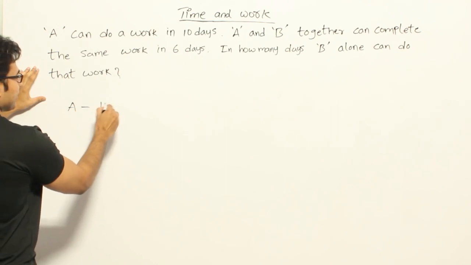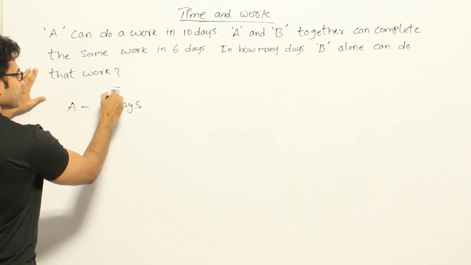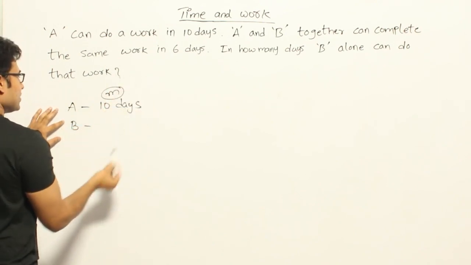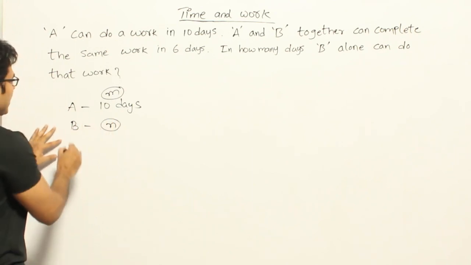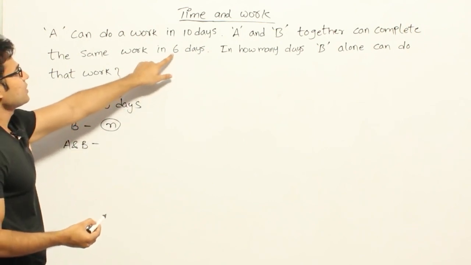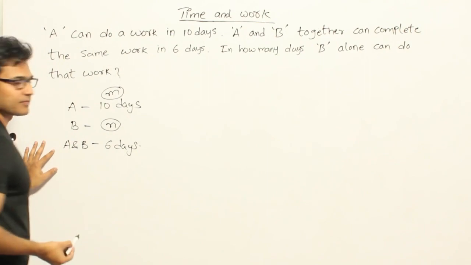A, they are saying that they can do it in 10 days. Let's say this is M, the initial formula, and B, they are not saying it. Let's assume that this is N days, which we are supposed to find out, and they are saying that A and B together can do the same work in 6 days, right? This is what is given.